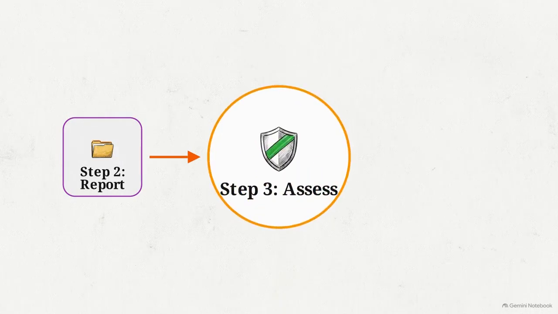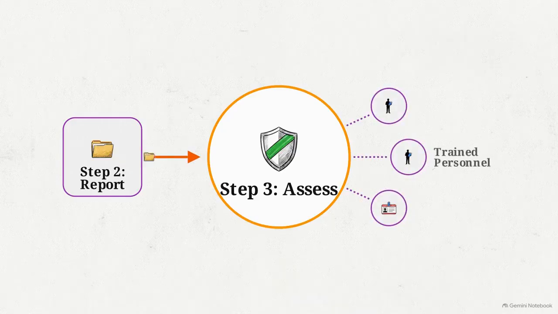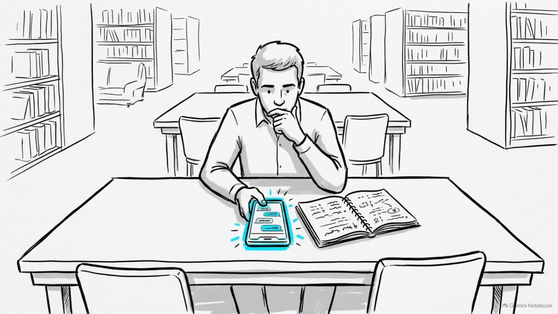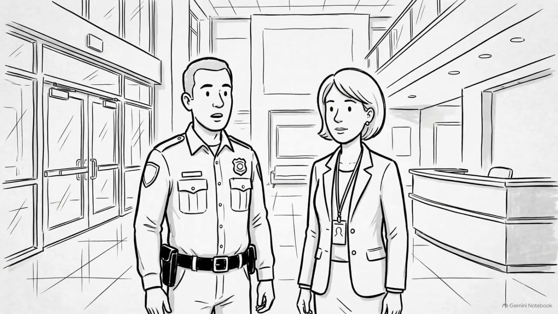Every report leads to step 3, assess. At this stage, designate the specific trained personnel who will review the incoming information. This team determines the urgency of the situation and decides what kind of support or action is needed. Students should never be expected to investigate serious safety concerns on their own. A dedicated assessment checkpoint acts as a firewall, protecting the community while ensuring that every threat is evaluated by a professional.